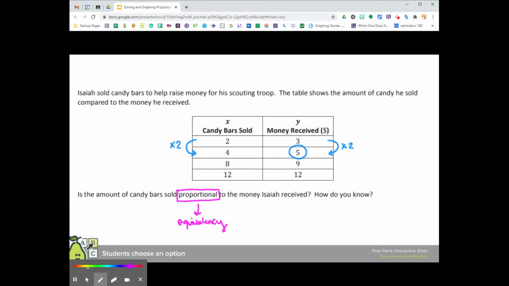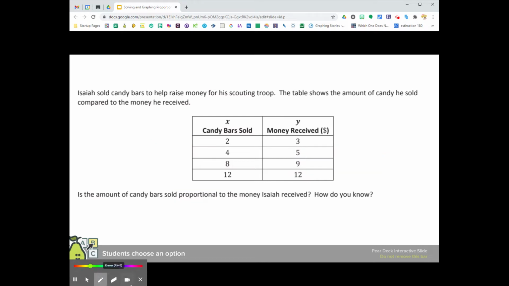To double check yourself, you can go a step further and try another one. What if I tried to say 2 candy bars to 12 candy bars? Well, to get from 2 to 12, I would have multiplied by 6. So over here at 3, I should have to do the same thing. 3 times 6 should give me 18, but it doesn't. It's 12. So again, they are not proportional.